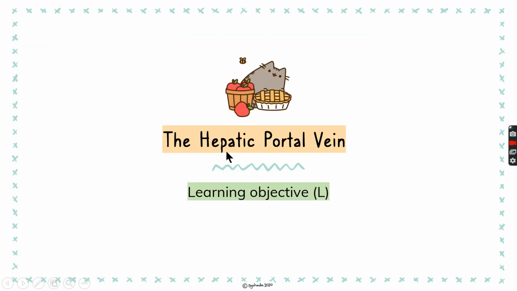Now let's move on to the first part about the liver and assimilation, which is the hepatic portal vein.